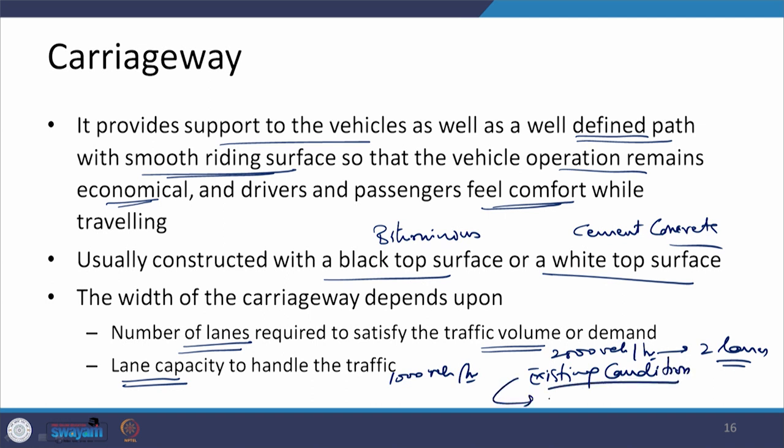Now this is to be converted into a future condition for a design period, and this design period can be 5 years, 10 years, 15 years and so on. So how much traffic is going to be there on the basis of growth rate, and then considering the lane capacity, we will again be able to find out the total number of lanes which will be required in future. Based on that, considering today's condition and future condition, we should acquire the land.